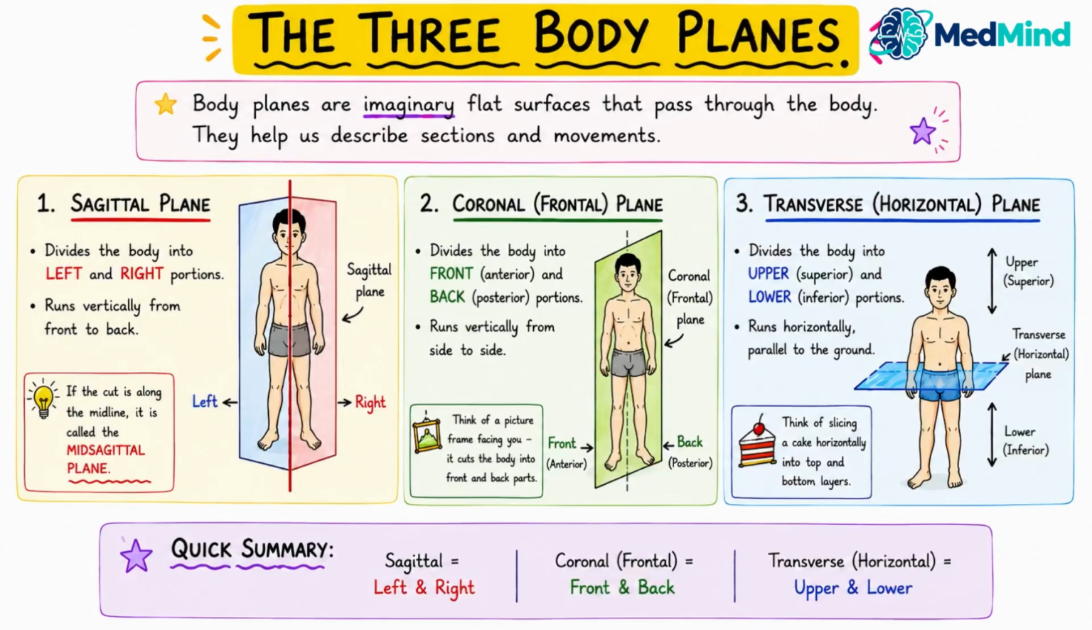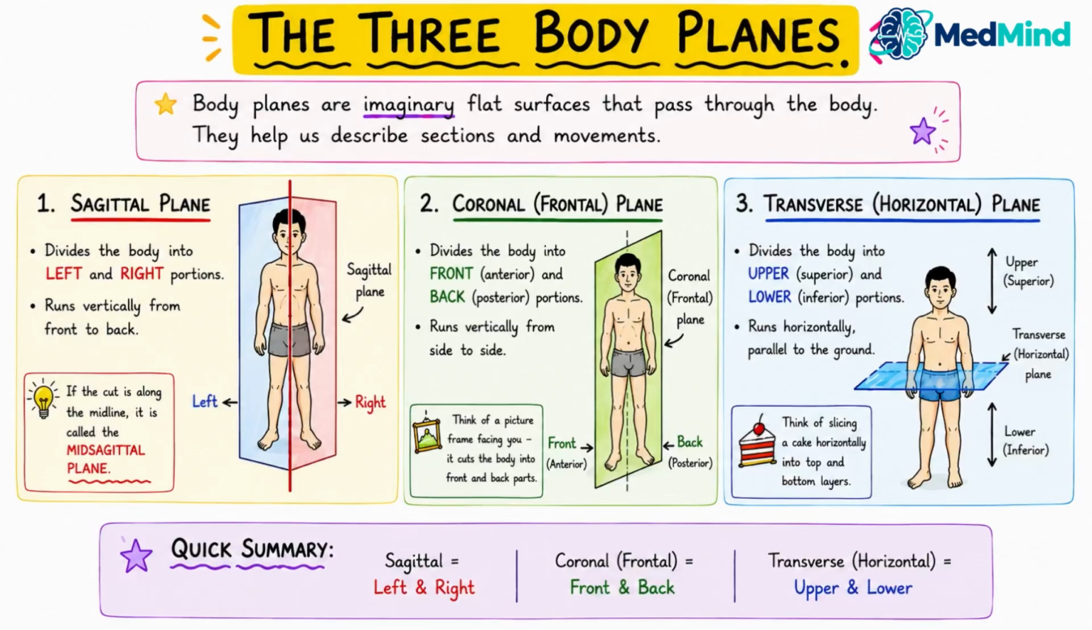Now that we understand the standard anatomical position, let's learn about the three anatomical body planes. These are imaginary flat surfaces that pass through the body. Doctors, nurses, surgeons, and radiologists use these planes every day to describe body locations, movements, and medical images like CT scans and MRI scans. Think of them as imaginary lines that divide the body into different sections.